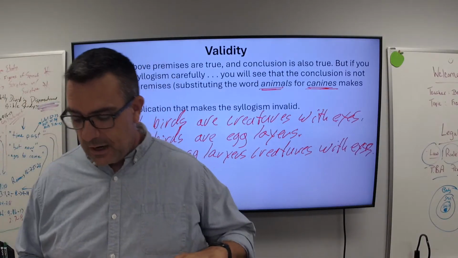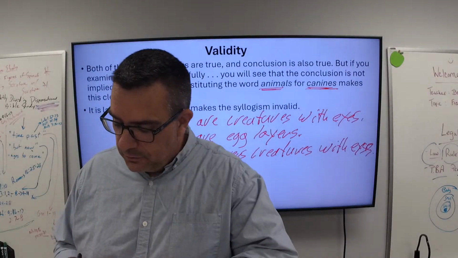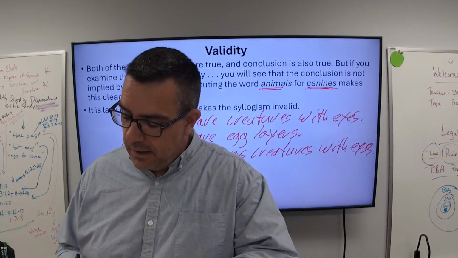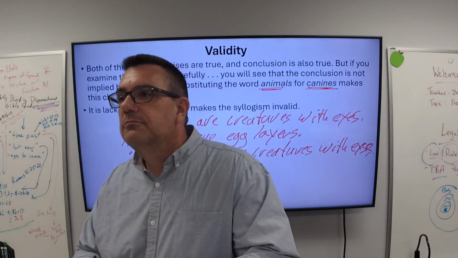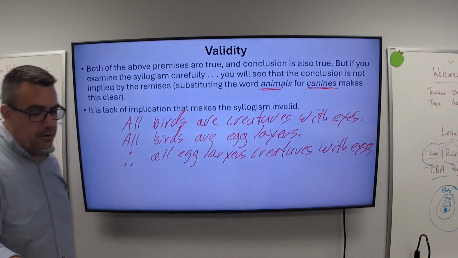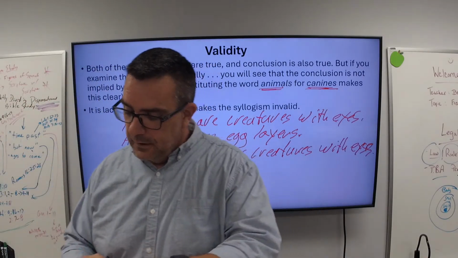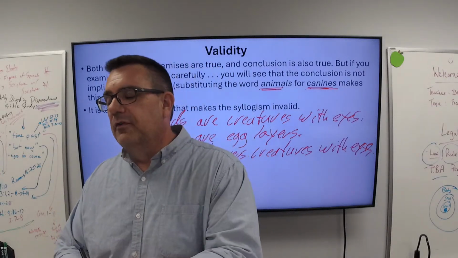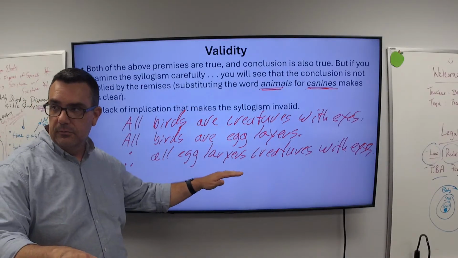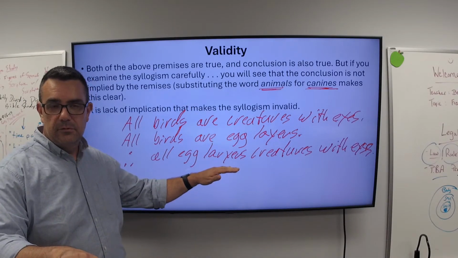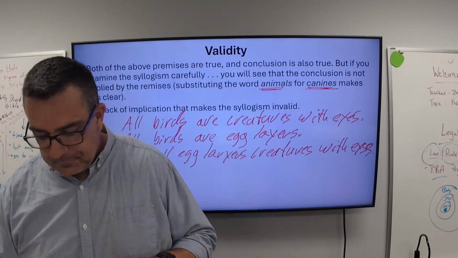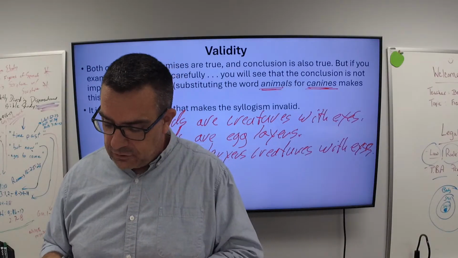Okay, so let's talk about it. Are the premises true? Yeah. As far as we know, yes. Okay. Is the conclusion true? As far as we know, the conclusion seems to be true. Okay. So does the validity depend then on the fact that all three of these seem to be true? The validity does not depend on the fact that all three of these seem to be true. Okay. It's not the truth of the statement. Again, it's the structure of the argument.